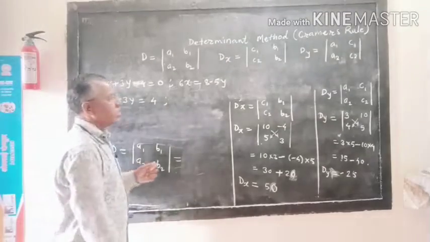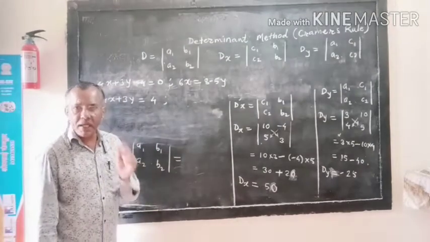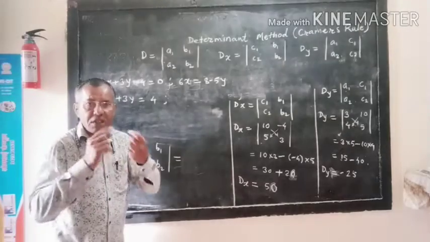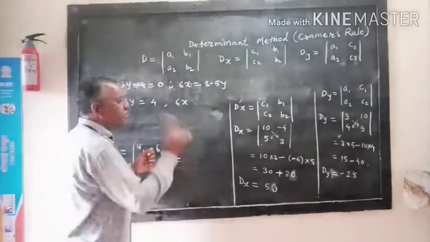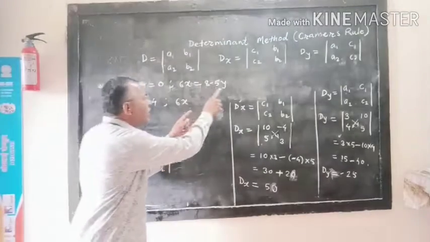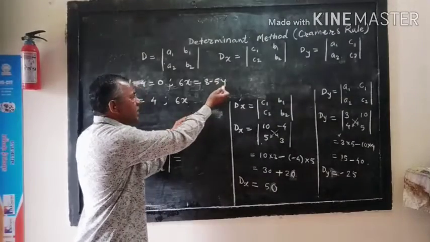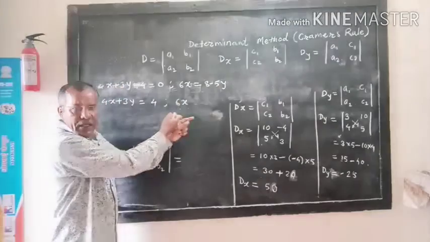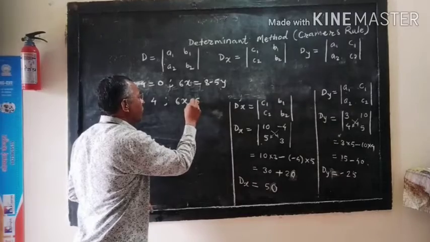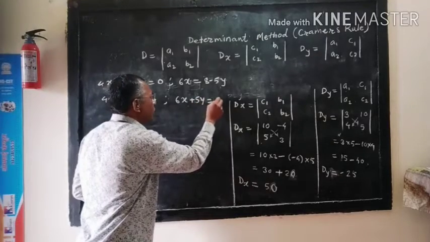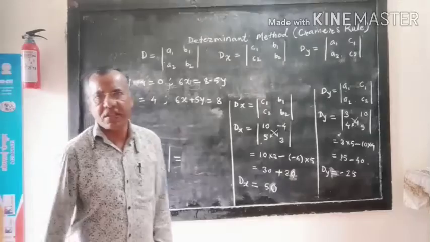Now the second equation, what will be the second equation? ax plus by is equal to c. Here ax, that is 6x, plus by, that is the y term, is here at the RHS side. Take it to the LHS, that is minus 5y becomes plus 5y is equal to 8. It is the second equation.